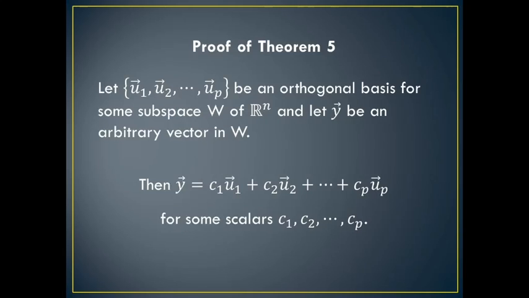Here's a quick proof of Theorem 5. We'll start with the assumption of the proof. u1 through up is an orthogonal basis for a subspace W of Rn, and y is an arbitrary vector in W. Then because you can write any vector in W as a linear combination of the basis vectors, we can write y as c1u1 plus c2u2 plus dot dot dot plus cpup for some scalars c1 through cp.